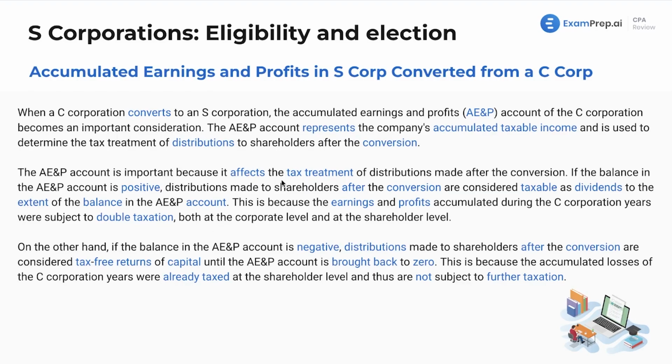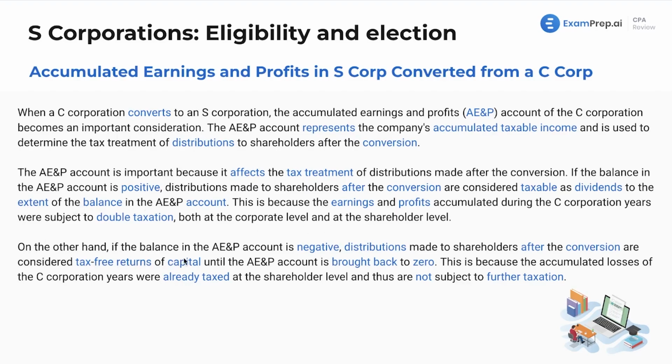So essentially what this slide is going over is a combination of the built-in gains tax and the AAA account. It's kind of saying we've got that AAA account, which was retained earnings prior. We are dealing with that clawback when you were a C Corp, you're being taxed on that money. So that's what's going on overall here.